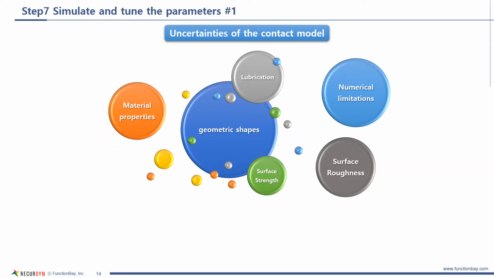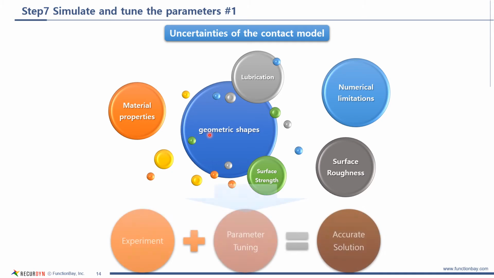The last step is about simulation and parameter tuning. I already mentioned several parameters require tuning in the previous pages. Contact model has many uncertainties: various geometric shapes, material properties, surface roughness, lubrication condition, and even numerical limitations. In general, users need to tune the contact parameters after simulation, and the correlation with experimental data and parameter tuning are very important to obtain the accurate results and run faster simulation.